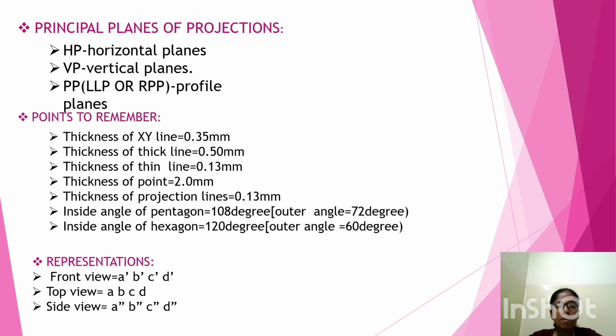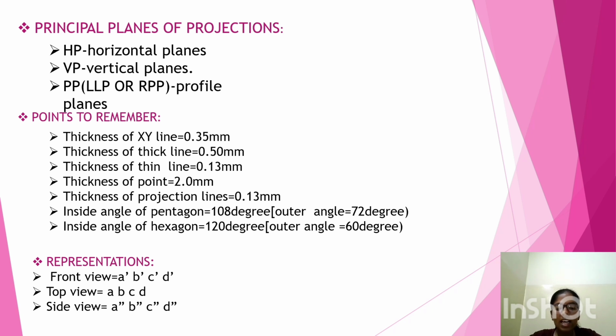The principal planes of projection are HP, meaning horizontal plane, VP, meaning vertical plane, and PP or LLP, meaning profile plane. We have to take the thickness of the XY line as 0.35 mm, thickness of the thick line as 0.50 mm, thickness of the thin line as 0.13 mm, the thickness of the point as 2.0 mm, and thickness of the projection lines as 0.13 mm.